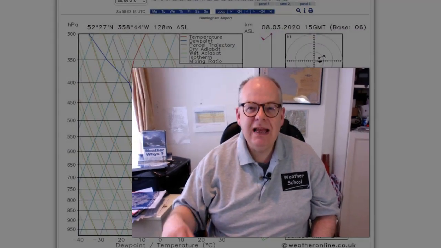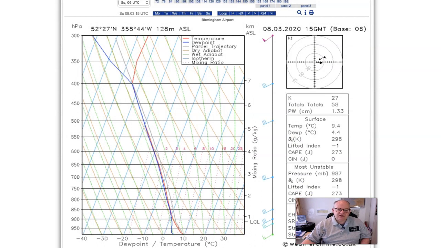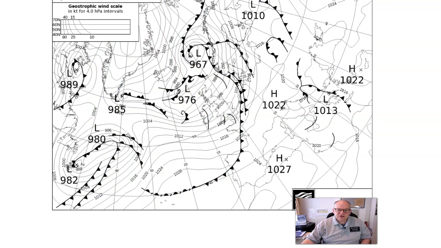And the key really, as well as being from the skew-t diagram, which was this, is also from the analysis chart, which was this. So this is a statement of current conditions on the 8th of March. And what it showed was low pressure up towards the north of the UK.